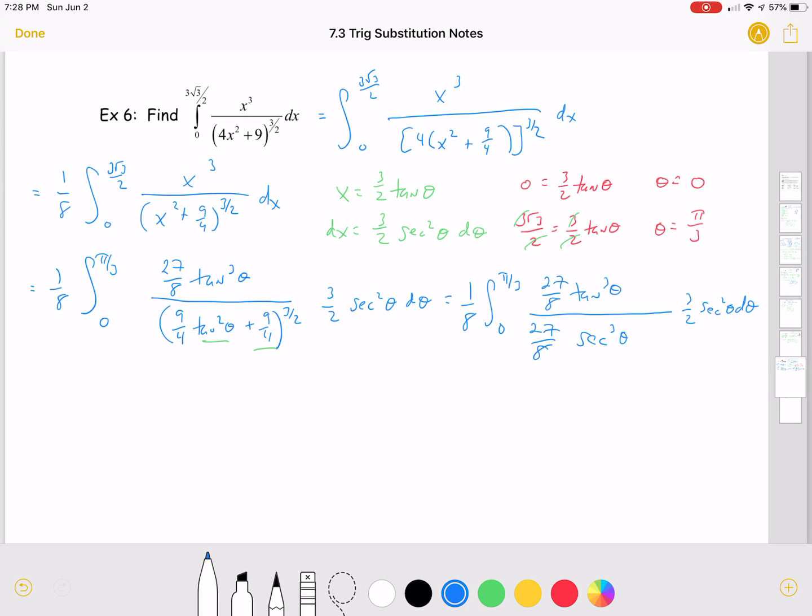Alright, let's try and make this a little simpler looking now. So the 27/8 are going to go away. The secant cubed on the bottom, I'm going to get rid of both of those secants right there, all but one of those. So now let's go ahead and rewrite this. This will be 1/8 integral from 0 to pi thirds of, let's see, I've still got all the tangents. And I will have a secant left in the denominator. And I lost my 3/2, so I'll multiply by 3/2 there. So that's actually going to give me a 3/16 out in front.